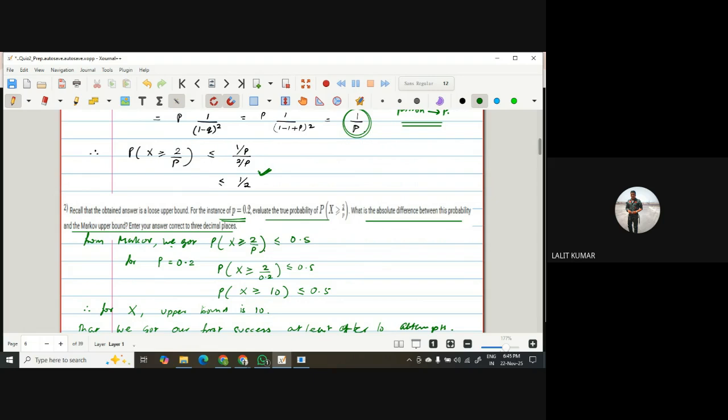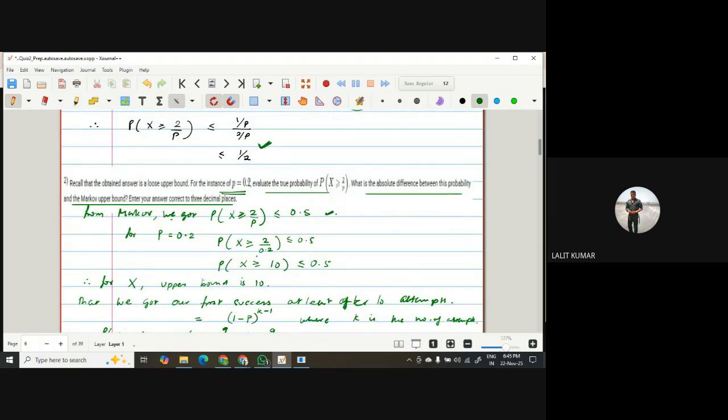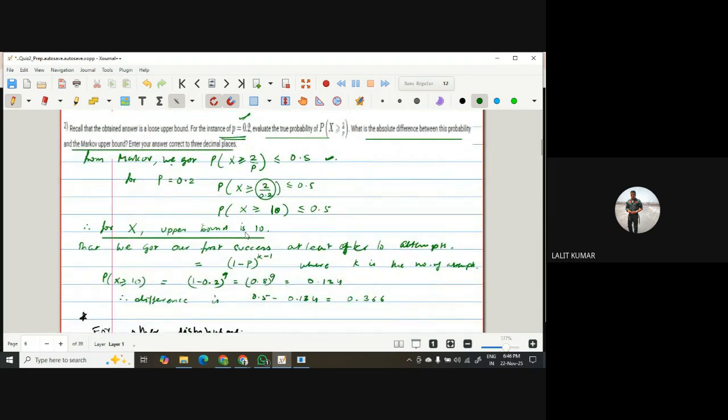So see, for Markov, we had got 0.5. For this 0.5, if we put the value of p equal to 0.2, which has been given in the question, then this value, which is a, comes out to 10. So this 10 is the upper bound for x. Now for this upper bound, we will find for the geometric.